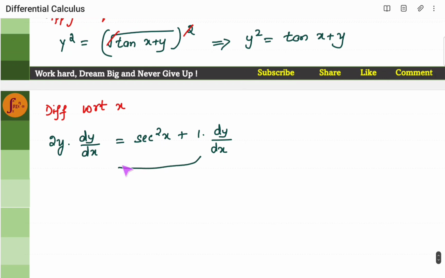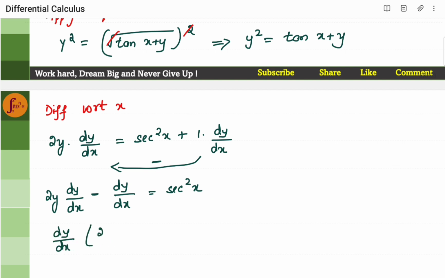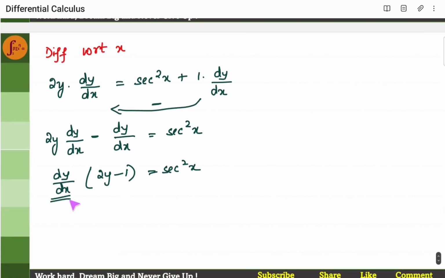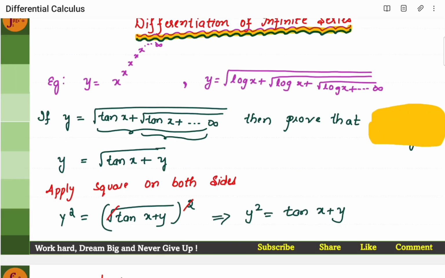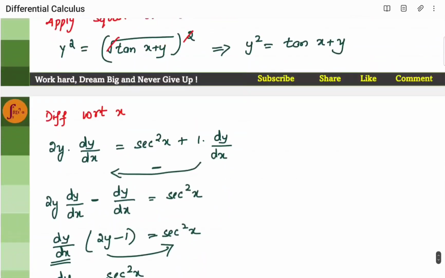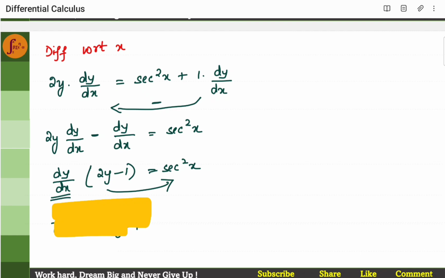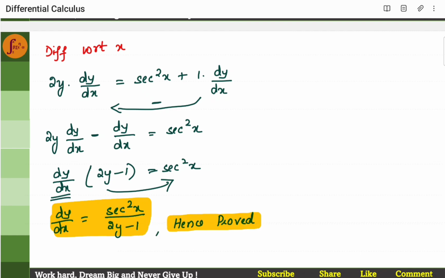We'll always have to put dy by dx. So now let's get all dy by dx to one side. This is going to become minus dy by dx is equal to secant square x. I take dy by dx as common. We'll get 2y minus 1 is equal to secant square x. Now I'll have to just find dy by dx. It will become secant square x by 2y minus 1. So this is what we are supposed to prove here. So dy by dx is secant square x by 2y minus 1. Hence proved.